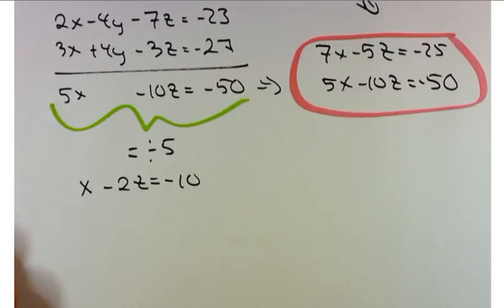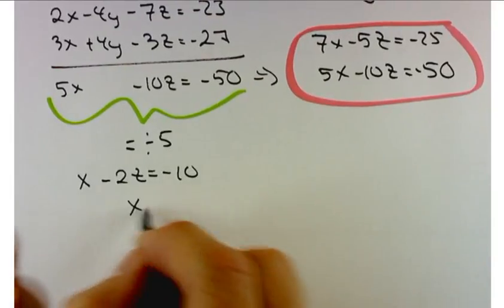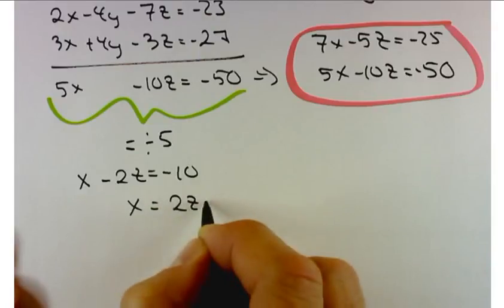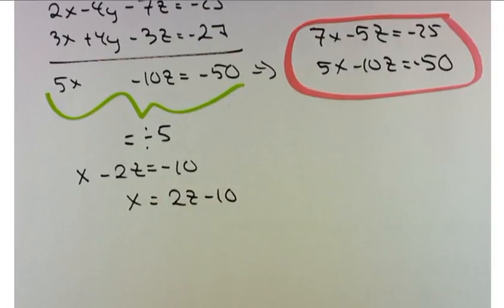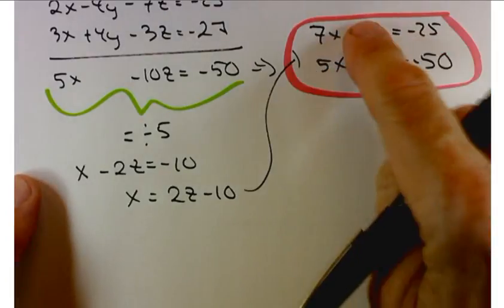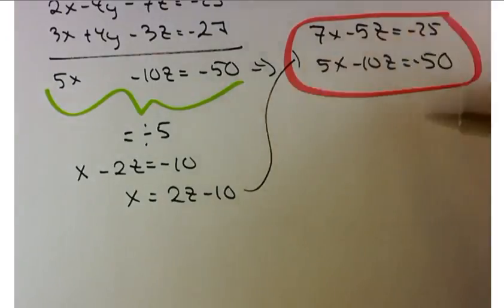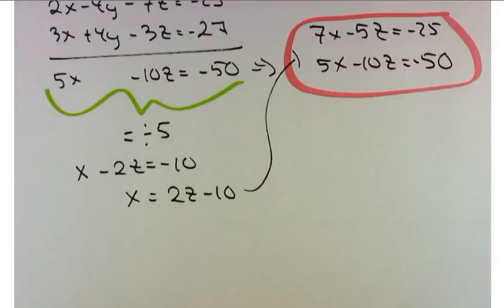So if you divide out the 5, you get x minus 2z equals negative 10, or x equals 2z minus 10, like that. Now what could you do to finish solving? You substitute in the other equation and solve by substitution. So I'm just reminding you that there's more than one way to solve these systems of equations once you get down to the 2 by 2 part.